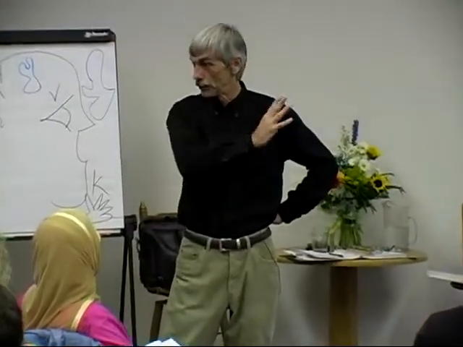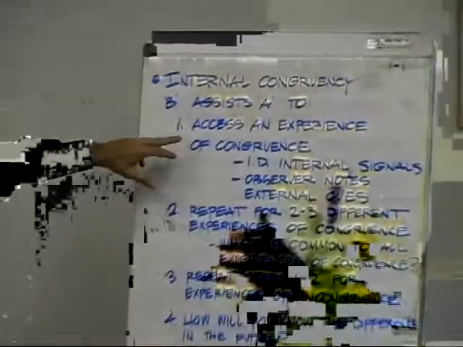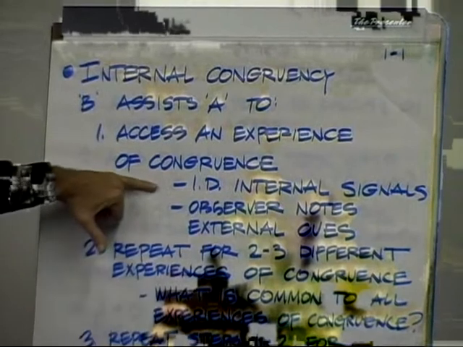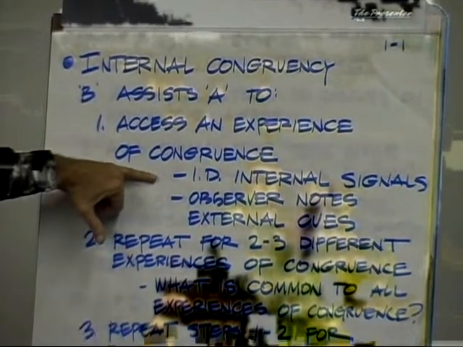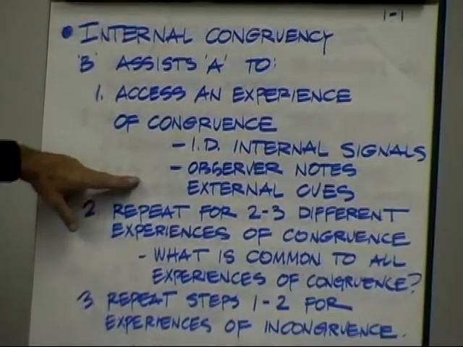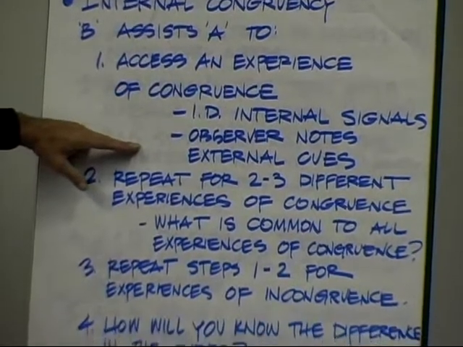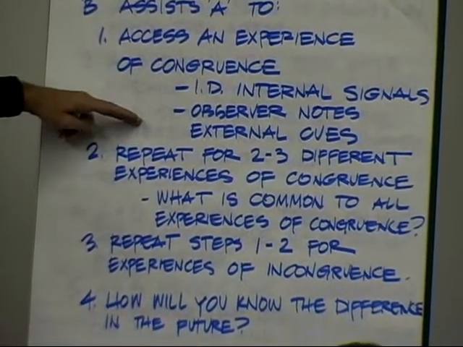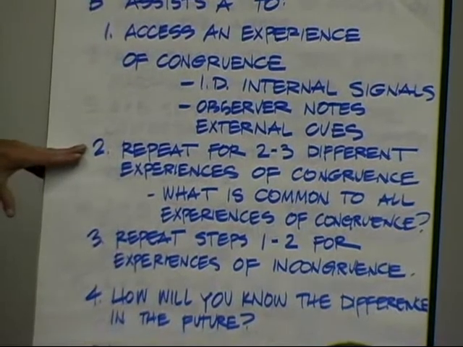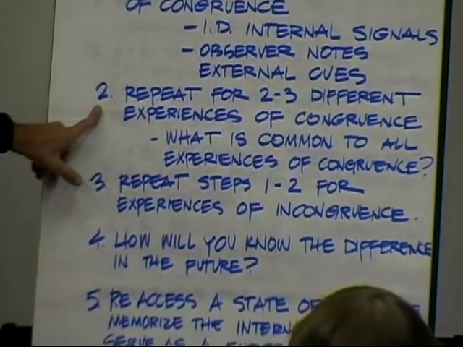And they were pretty regular, right? For the other to experience an experience of congruence, you're going to identify the internal signals, what it feels like, and outside you're going to be noting the external cues. In other words, what do you see when the person's in these various states? And you want to repeat this for 2 or 3 different experiences of congruence.